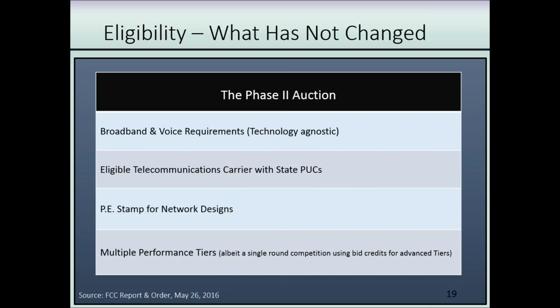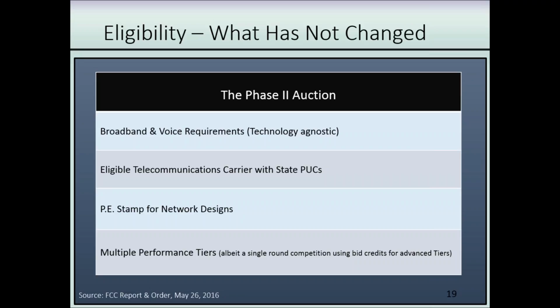So on the Phase 2 auction, we have some things that have not changed. One is, and this took a little work on the part of a number of associations, including the American Cable Association, the WISPA organization, and so forth, to make sure that the broadband and voice requirements could be met under technology agnostic design. So whether it's wireline, wireless, any combination of those two, there is an opportunity to play. And indeed, there's an opportunity for satellite to play as well.